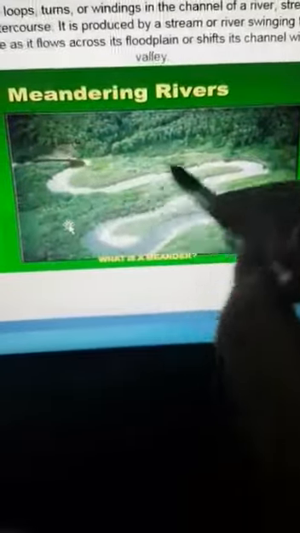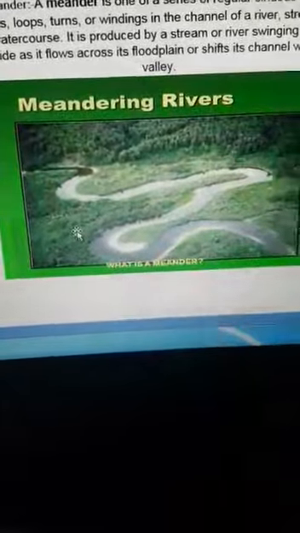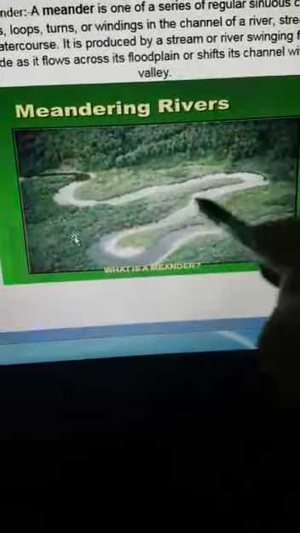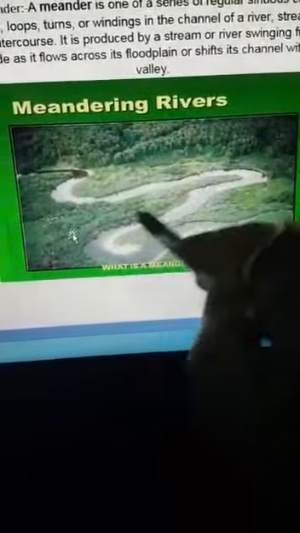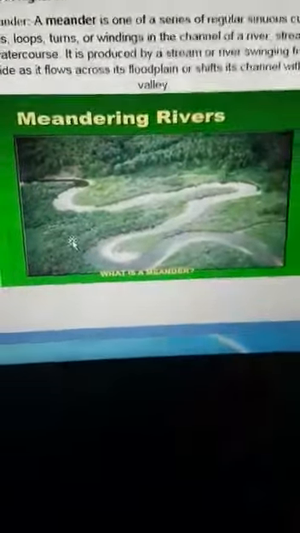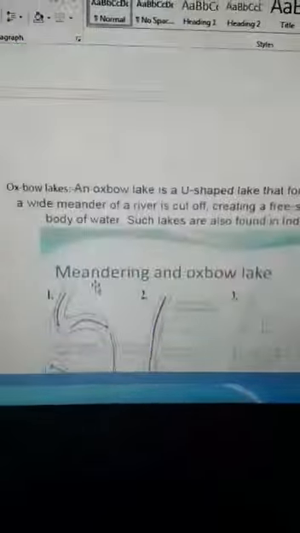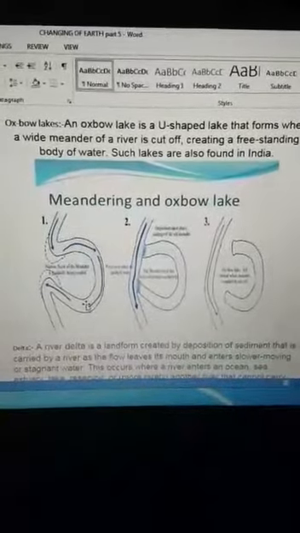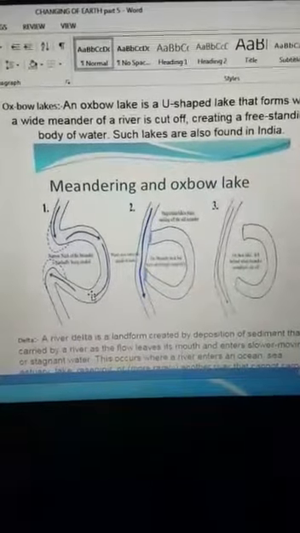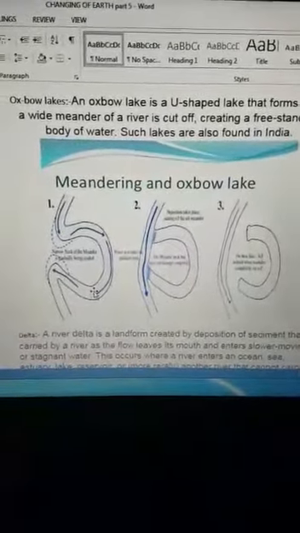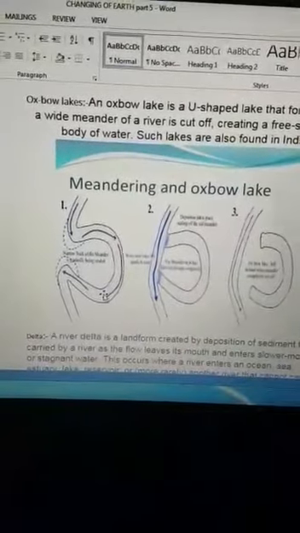And the river keeps on making a channel like an S. See, it is an S. So this S-shaped channel is said to be a meander of the river. Next one is the Oxbow Lake. Oxbow Lake is also known as Horseshoe Lake. Okay, Horseshoe Lake. Now how are the Oxbow Lakes formed?